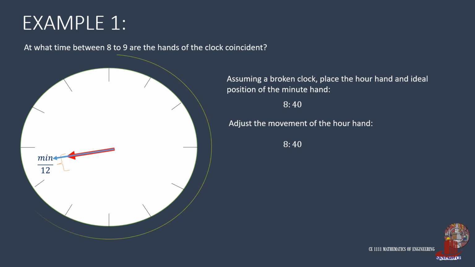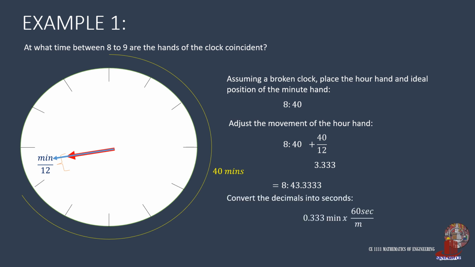The movement of the hour hand is the number of minutes over 12. So we use 40 over 12, which is simplified as 3.3333. Thus, the time when the hands are coincident is at 8:43.3333. Since we aren't accustomed in using decimals in time, convert the decimals into seconds, and that is by multiplying it by 60 seconds. 0.3333 minutes times 60 gives 20 seconds. So the time is at 8:43 and 20 seconds.